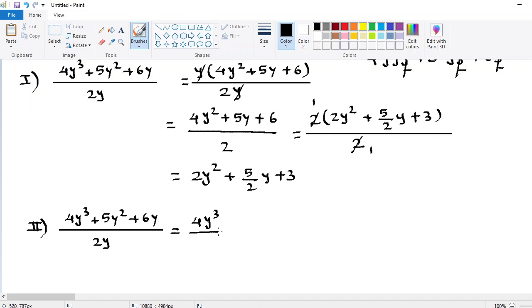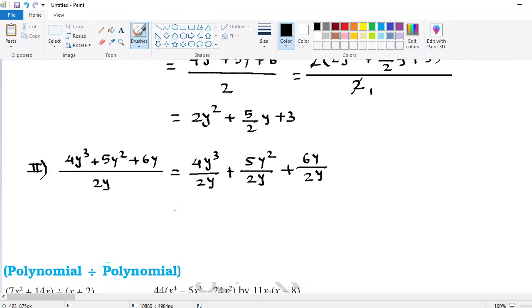4y cube upon 2y plus 5y square upon 2y plus 6y upon 2y. Now each term is a division of monomial by monomial. So divide constants and variables separately. 4 upon 2 is 2. y cube upon y raised to 1 is y raised to 3 minus 1, that is y square.